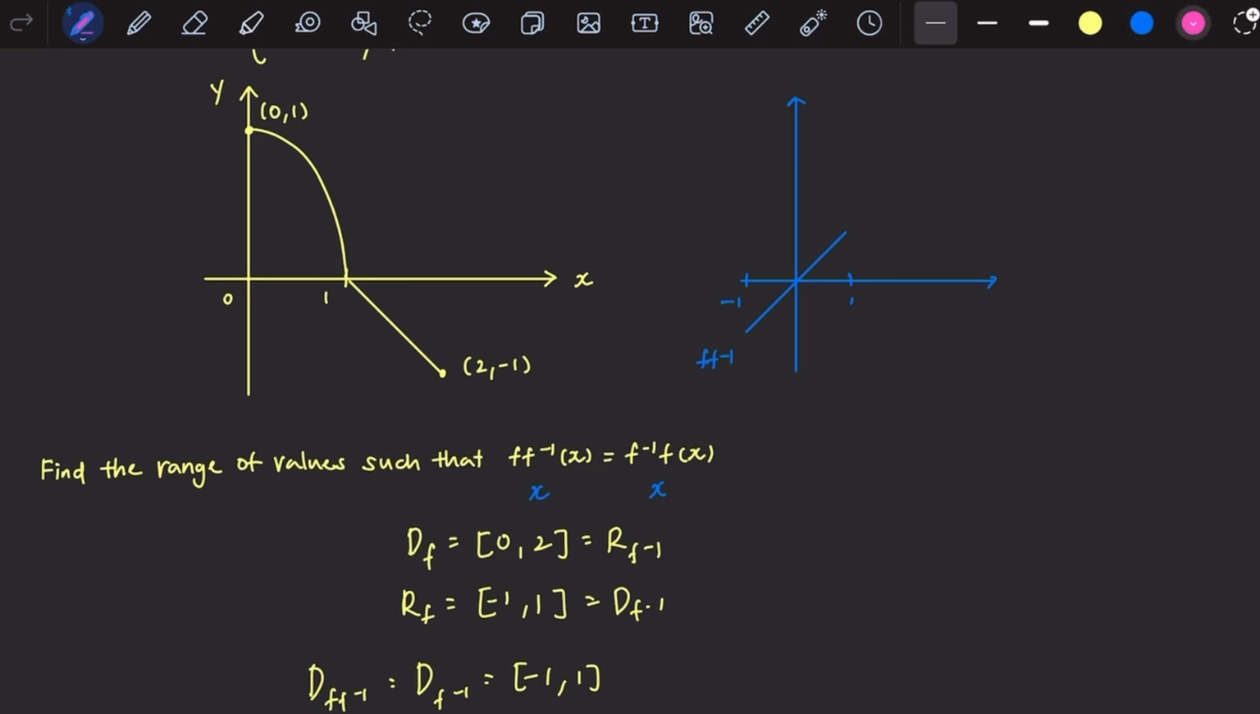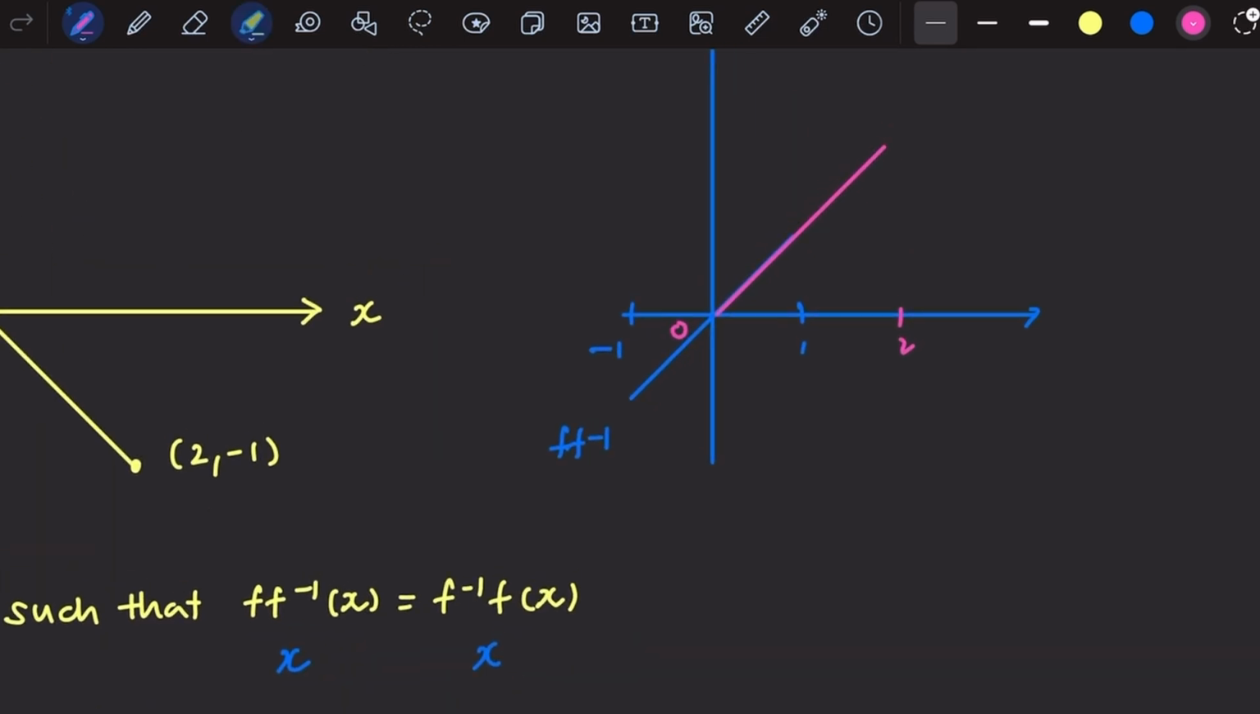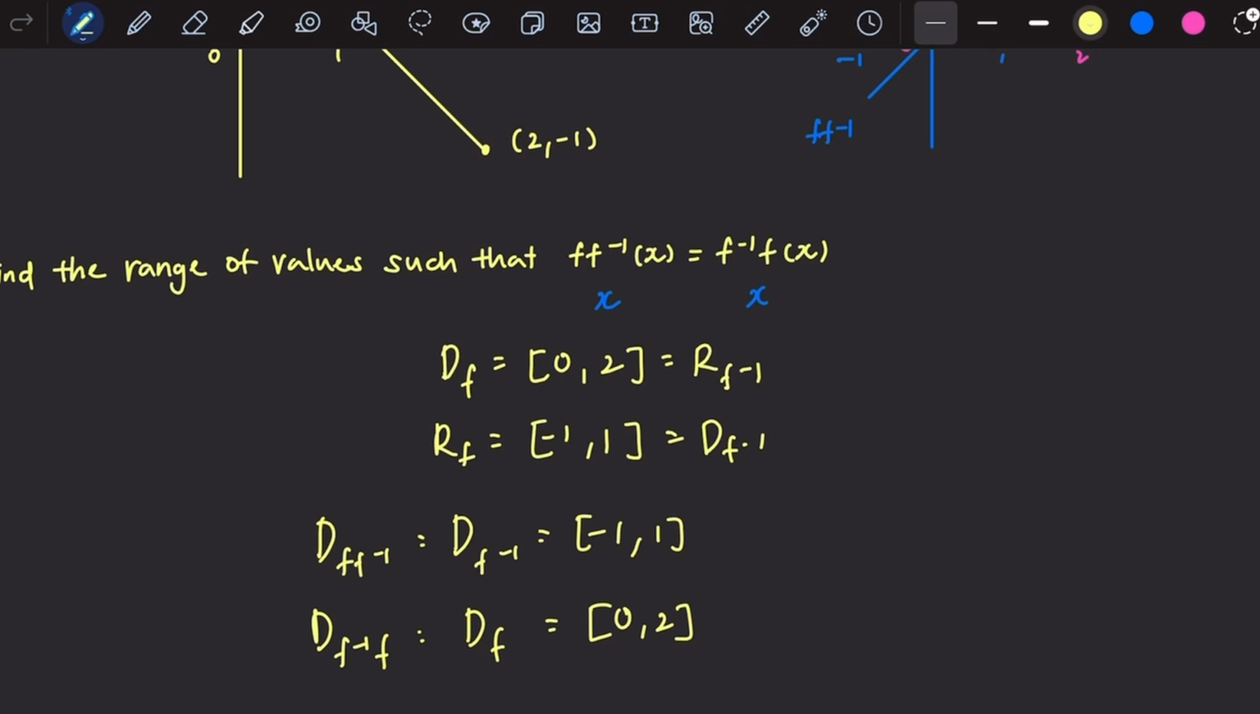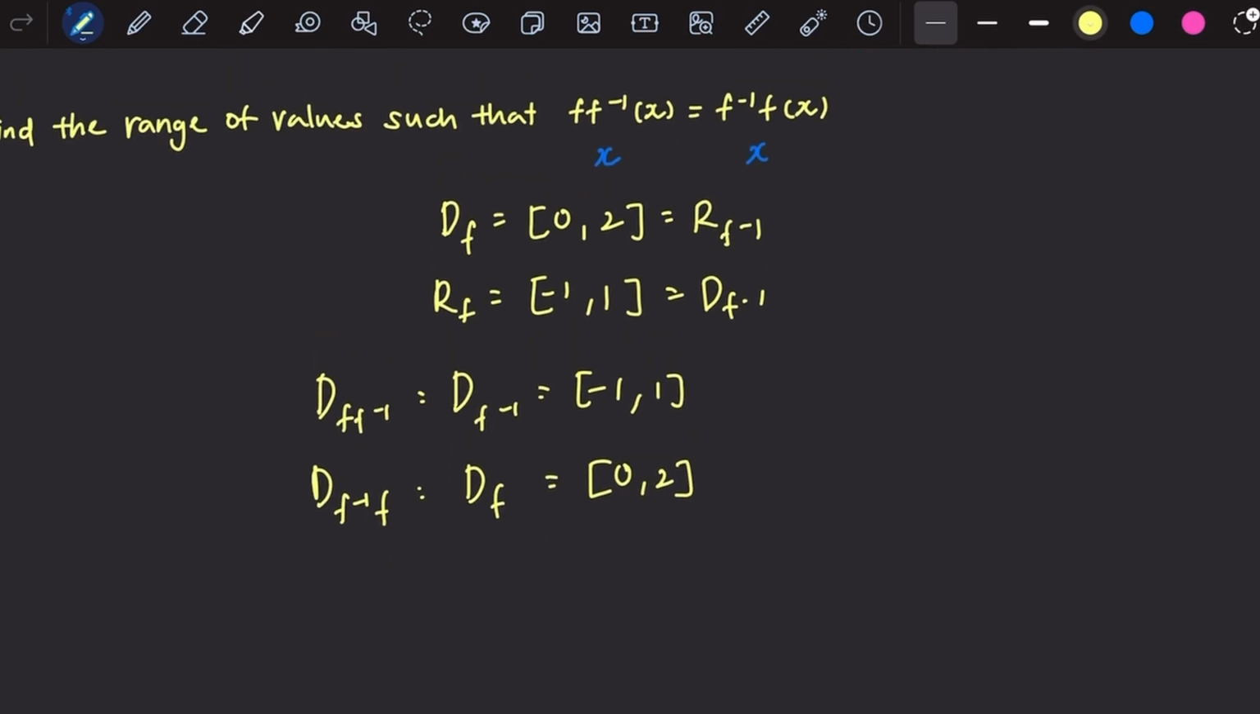So let's just draw that here. From 0 to 2. The only section where these graphs are completely equal to each other is between here, 0 to 1. So that is actually my answer here. The range of values such that f inverse of x is equal to f inverse of f(x) is actually from 0 to 1.